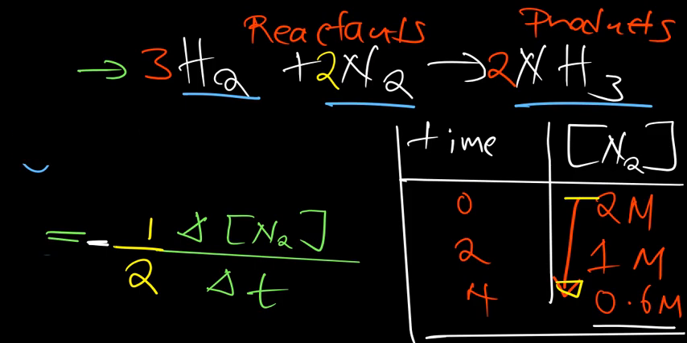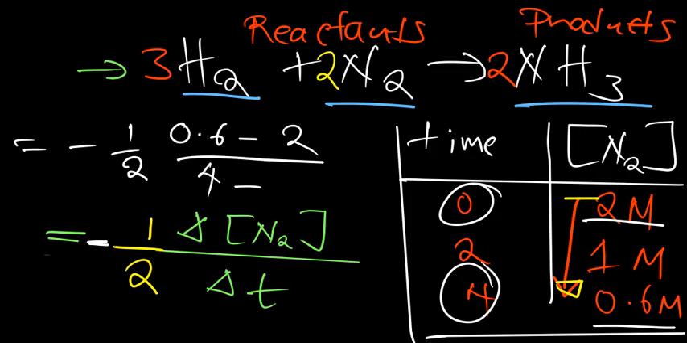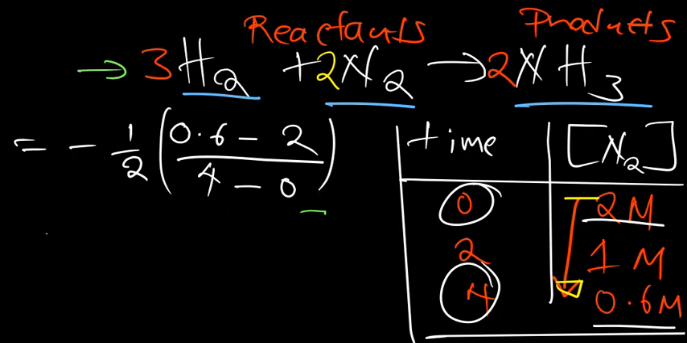I've talked too much. Let's now calculate. So negative half, the change in concentration would be as simple as, let's just use the first and the last part: 0.6 minus 2, and then divided by the time. The final time was 4 minus the initial 0. Okay, that's enough to give you the rate of the reaction. Now, as you might guess, on top we have the concentration, which is molar, and the time, in this case let's say it was in seconds. So the units are going to be molar per second.